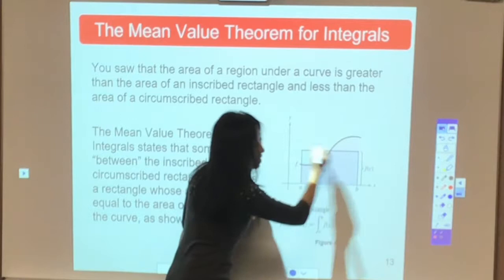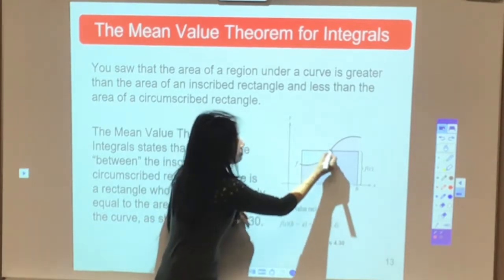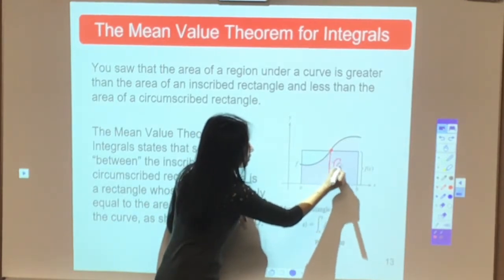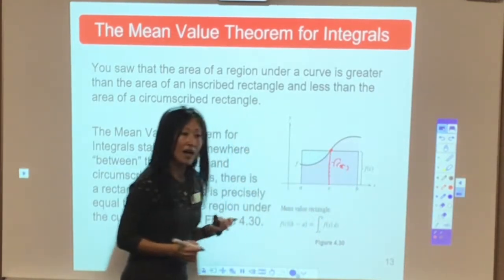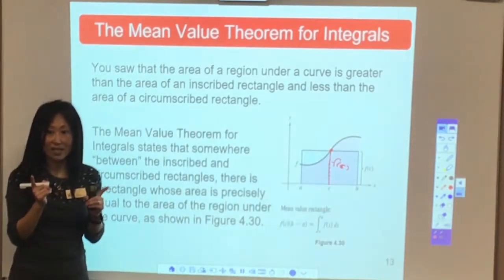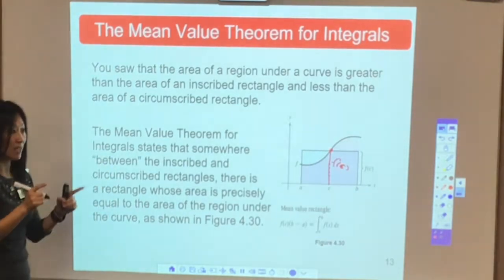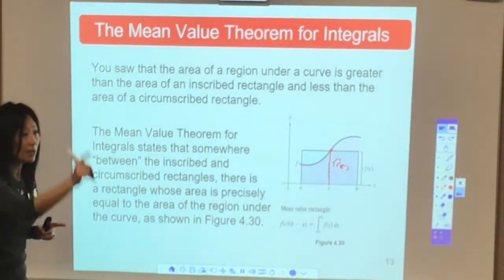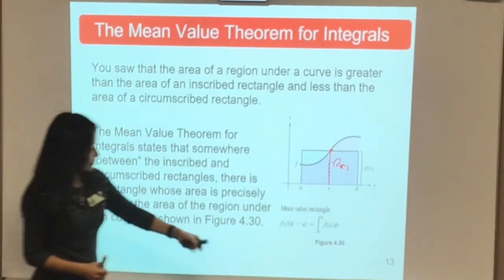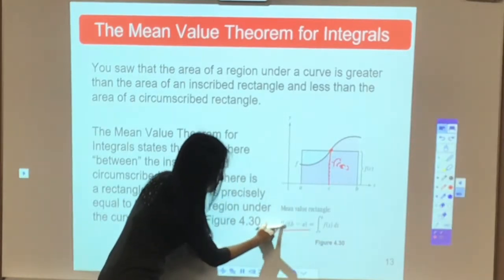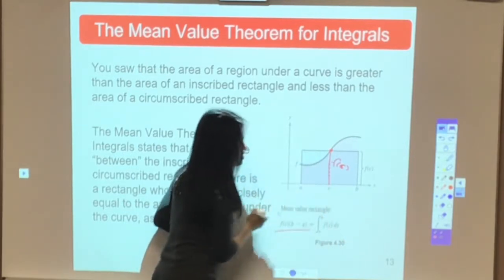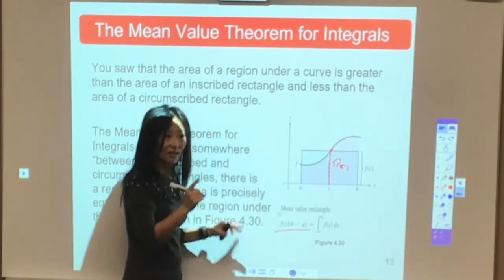Then I can make it into a rectangle shape, right? So the middle height will be where the C is. So this f of C is my middle height. My width is a to b. Are you following me, class? That's the concept. Mean value means I can find the middle one that gives me the average value. Does everybody see this right here? This f of C is the height. Is everybody with me? Yes, yes, yes. Okay.